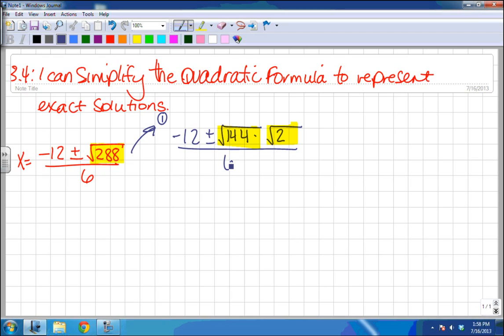The negative 12 and the 6 on the bottom just stay where they're at. I know that 144 has a square root of 12. So again, I'm going to rewrite my expression with a 12 on the outside and a 2 left over in the square root, because 2 does not have a square root and it cannot be simplified anymore.